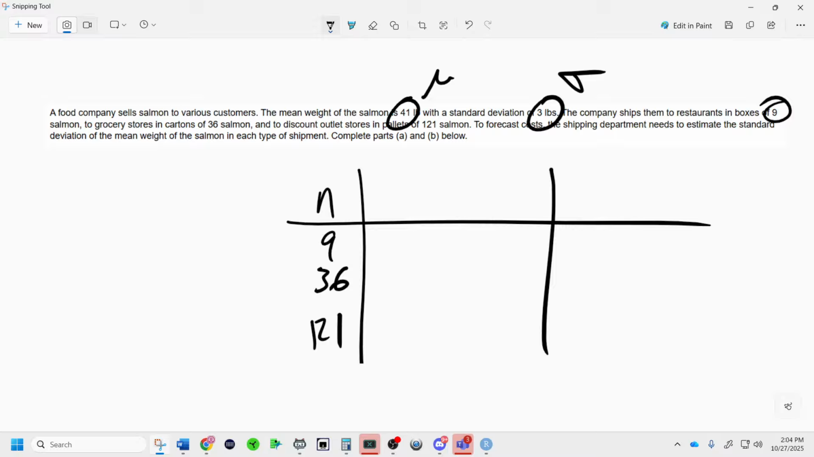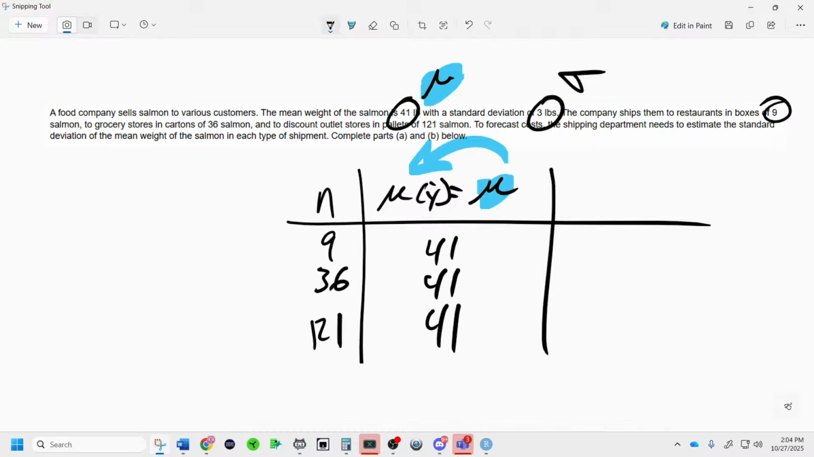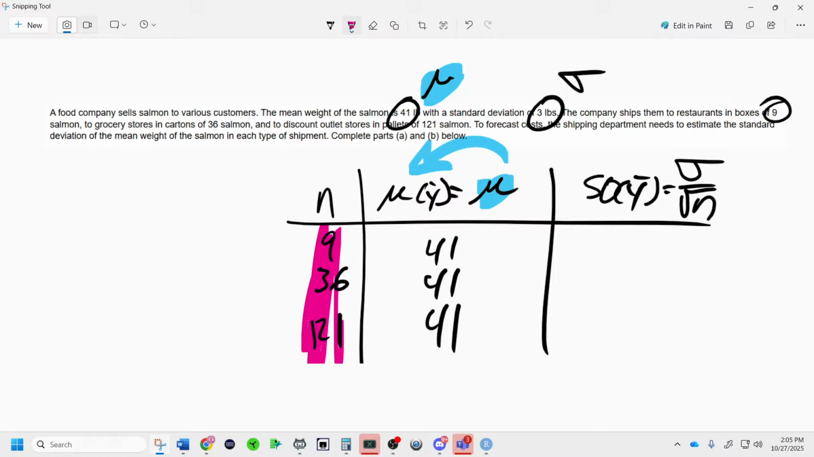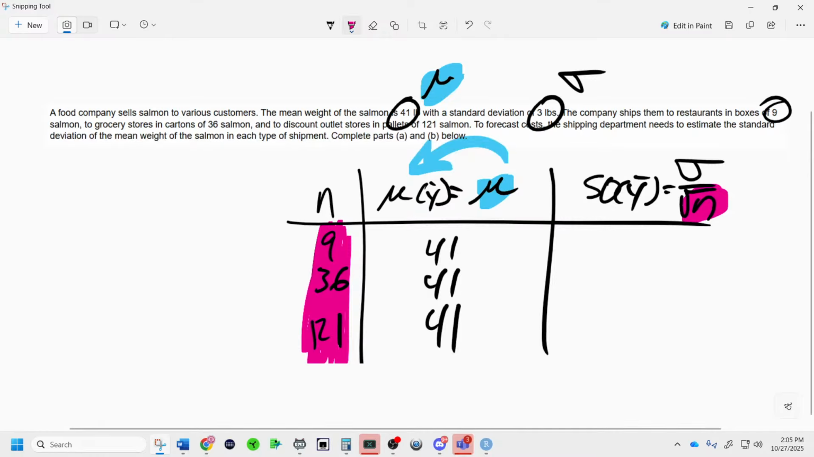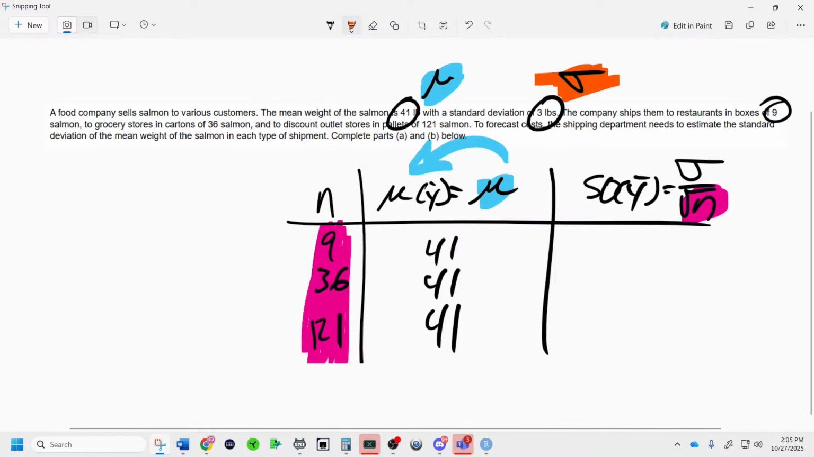The next thing we could figure out is mu y bar equals mu. So literally this right here is this quantity. So this is going to be 41, 41, and 41. And then the standard deviation of y bar is equal to sigma over square root of n. So we need to plug in these values respectively. And look at that, they're all perfect squares. And then we need the sigma. Sigma, need a different color. There we go, and then we simply just plug in.